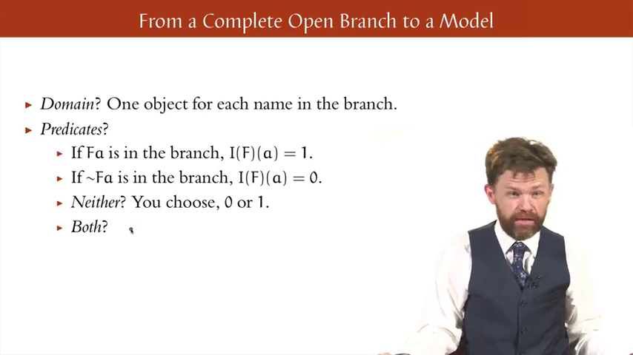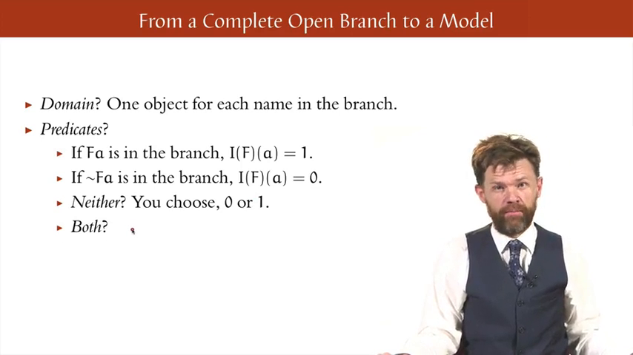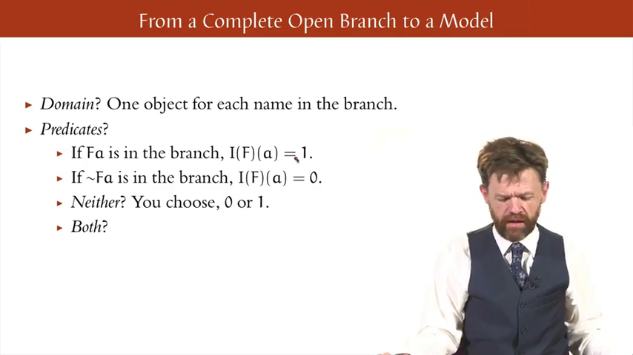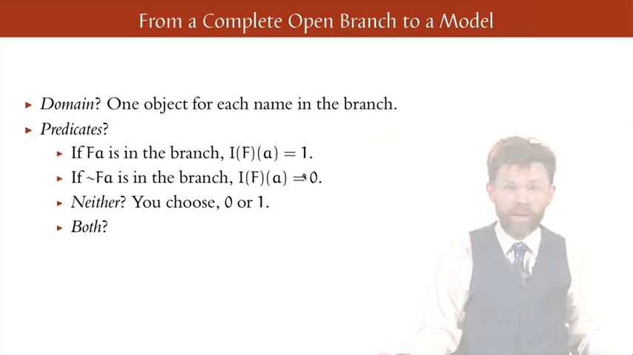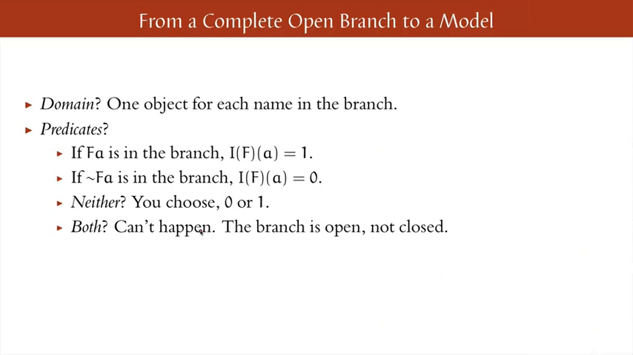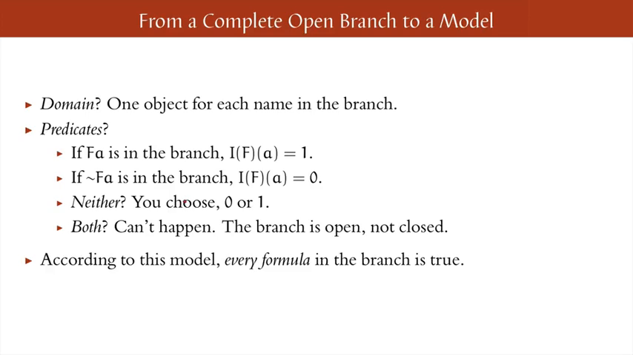What happens if both FA and not FA occur in the branch? What could you do then? Because you couldn't assign it a 1 and a 0. Well, that can't happen because the branch is open. It's not closed. So we never have a formula and its negation. We could never have FA and not FA in the branch. So the result of this process is a model which in fact will make every formula in the branch true.